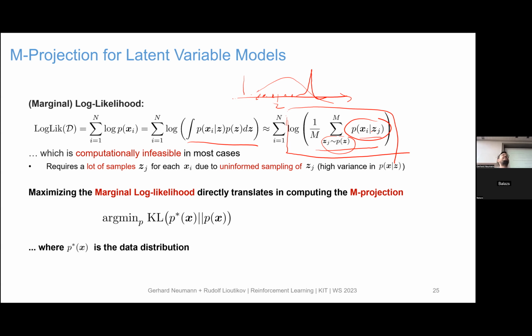where this p of x given z is basically 0, and it doesn't contribute to this sum. But I need to be very lucky to get the sample here, and then this one sample changes everything. So we can already see that such an estimator is a valid estimator, but it has a huge variance.